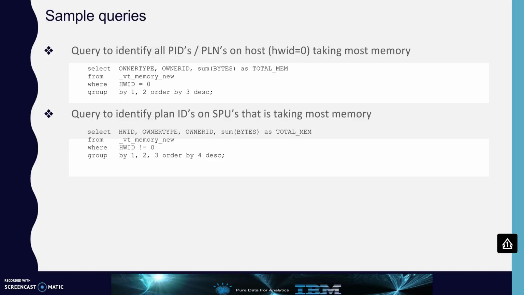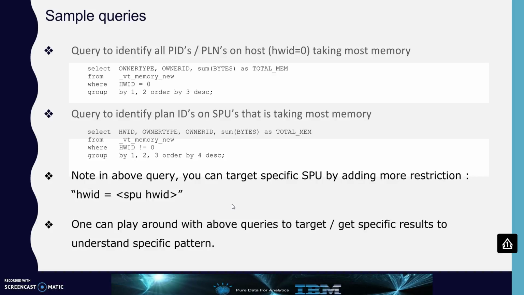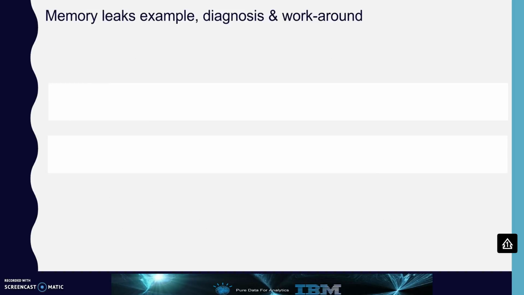Let's look at some of the sample queries that can be used to query the VT memory new table that we looked at earlier, to see how it can help us to identify our individual session or plan files. Here are some of the sample queries. Restriction hardware ID equal to 0 means we are looking at some allocations on the host side, whereas hardware ID not equal to 0 means we are looking at processes on the spool side. You can target a specific spool by specifying the spool hardware ID. You can play around with the above queries to add more restrictions and change the query as you need to obtain the results and drill down further.